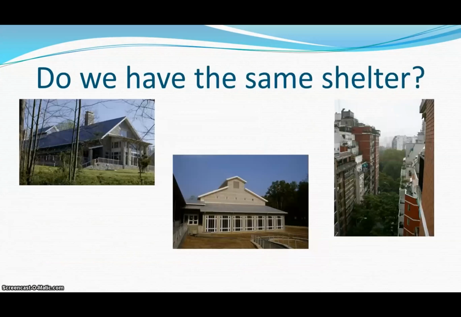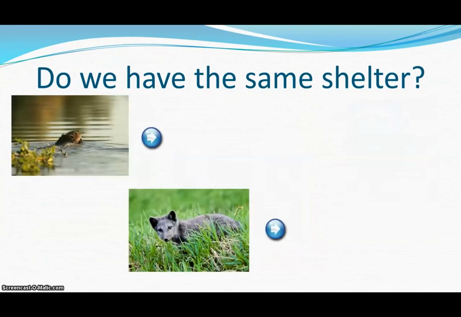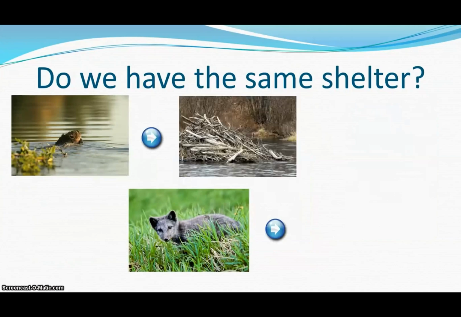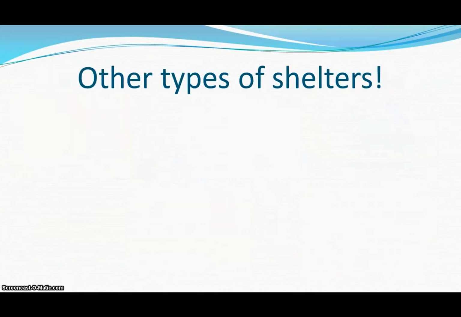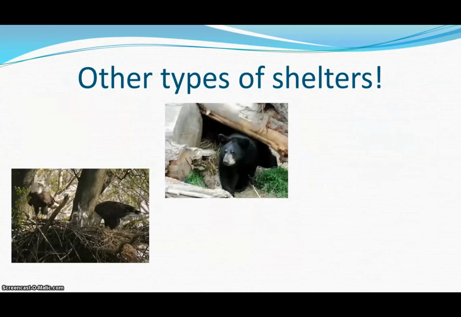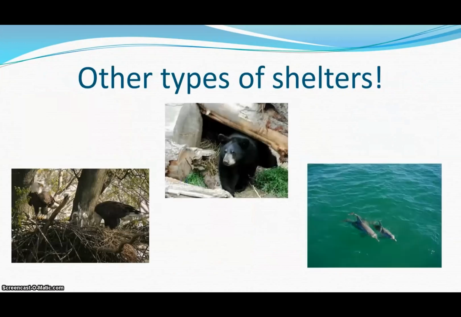The final component that makes up a habitat is shelter. Humans live in homes, apartments, condos, and trailers. We all live in different places. So if we all live in different types of shelter, do you think that animals live in different shelters too? They do. In fact, look at this beaver. He built his shelter in the water. And this baby fox, he has a foxhole that was dug into the mound of earth. Other types of animal shelters include nests, caves, or even the ocean.